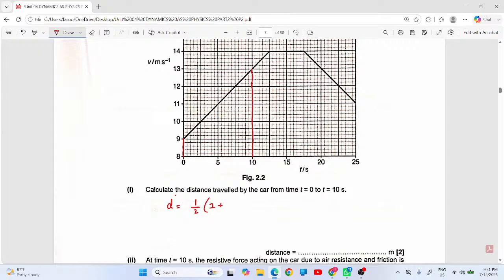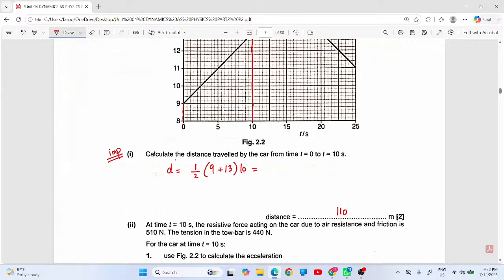Just, in our finals we took 9 only. Was the actual speed. And next, important, into the distance between them is 10. The answer is 110. 110. So 110 meters.